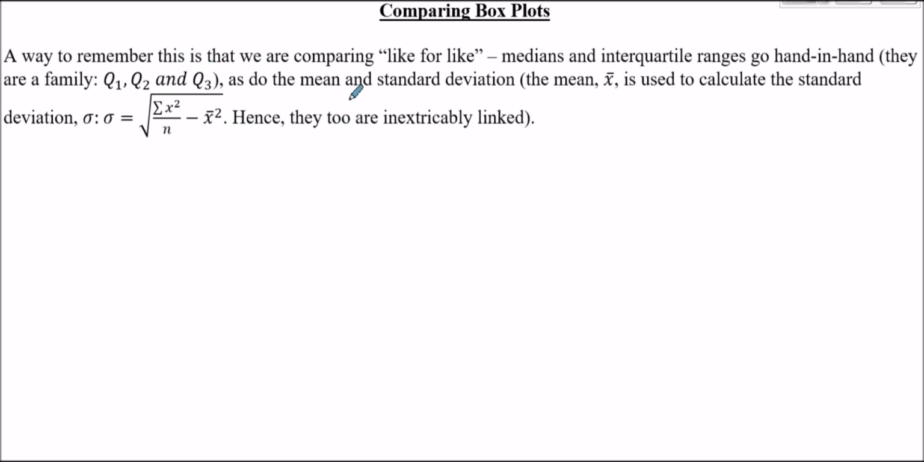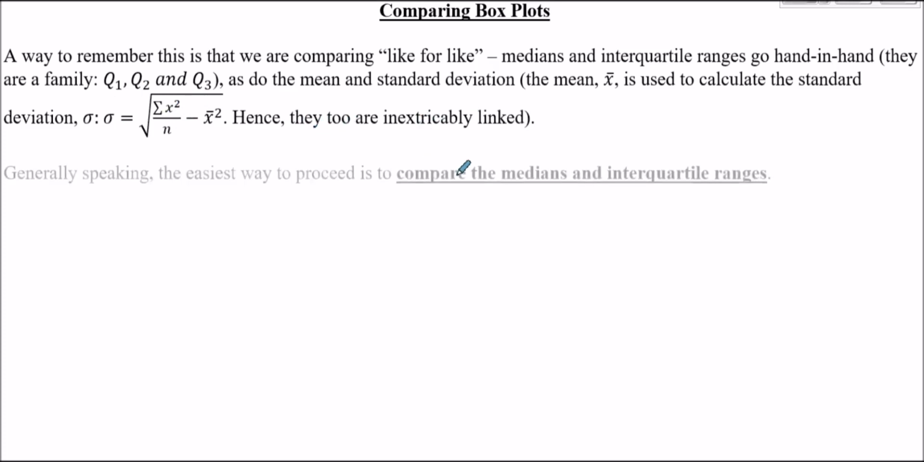The other family is the mean and standard deviations. The mean, x bar, is used to calculate the standard deviation. Remember, the standard deviation formula is this, and so the standard deviation and the mean are inextricably linked together. Generally speaking though, to keep it simple if you can, the easiest way I'd suggest would be to compare the medians and the interquartile ranges. That's the easiest way to do it if you can.